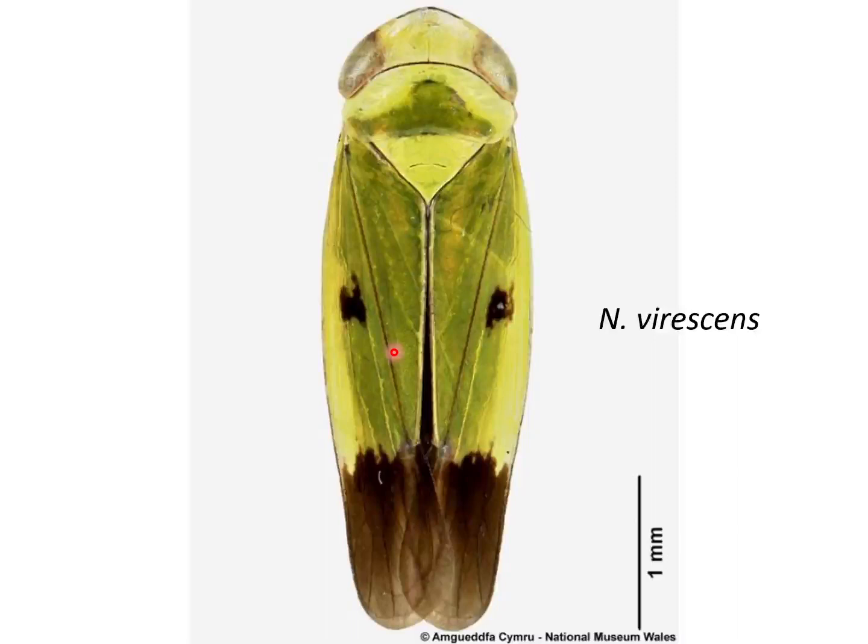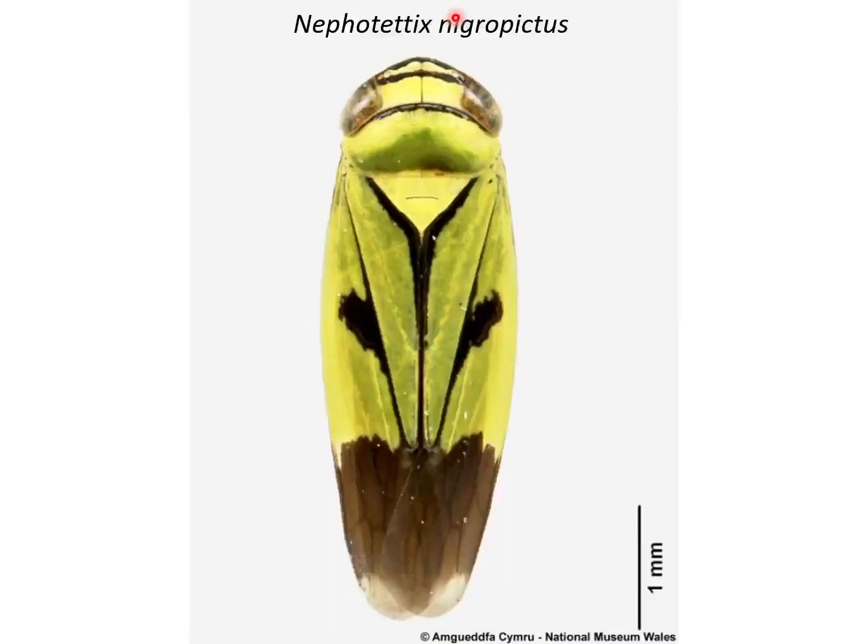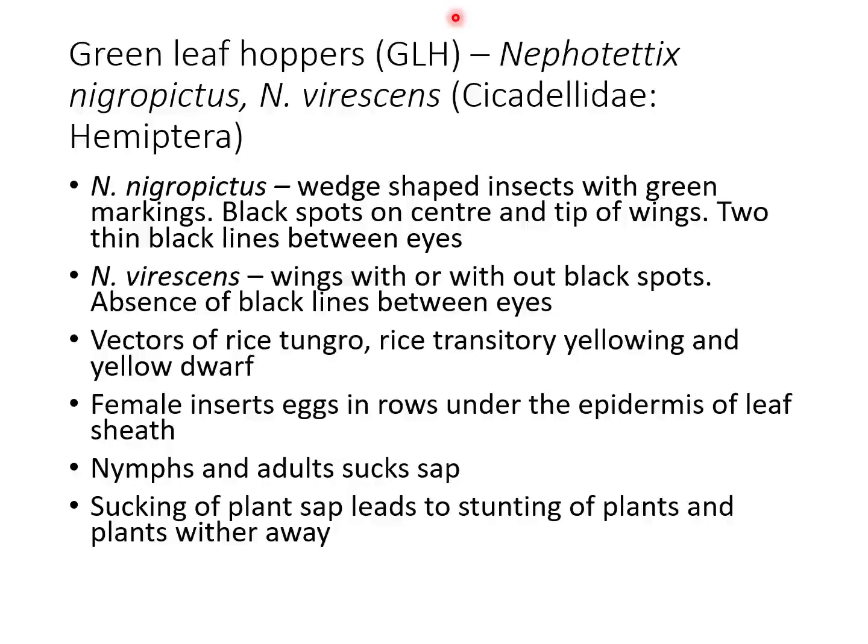And coming to virescens, again sometimes you may not see black spots in the case of virescens, but sometimes you can see black spots. But the identifying character is the absence of these thin black lines between the eyes that you can clearly see between Nephotettix virescens and Nephotettix nigropictus. So wings, in the case of virescens, may or may not be with black spots, but there won't be any black lines between the eyes.